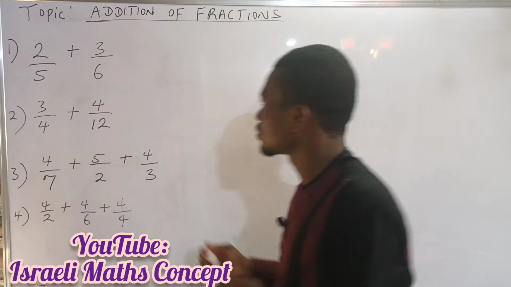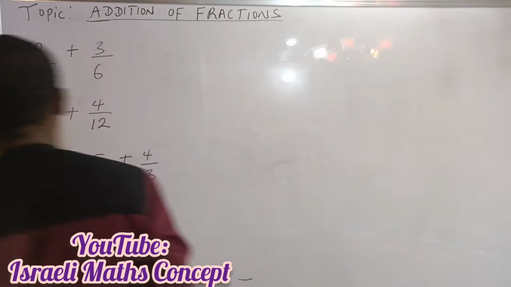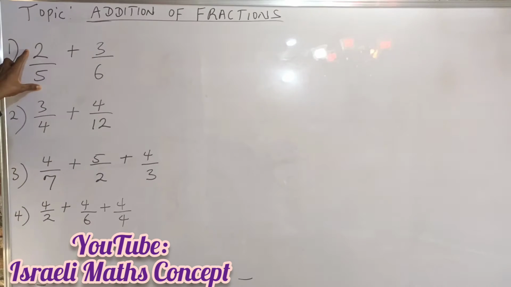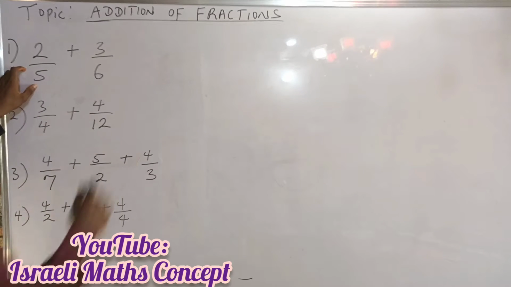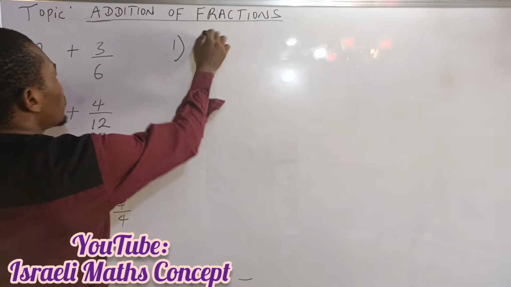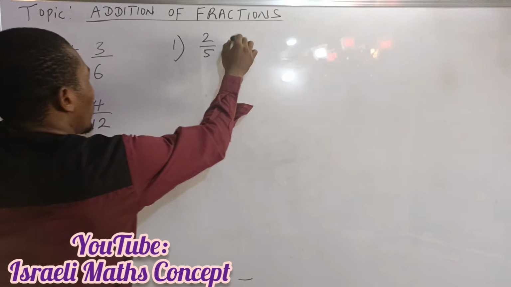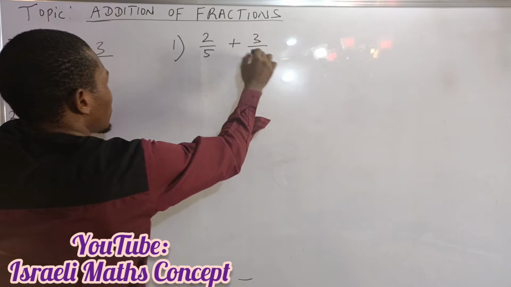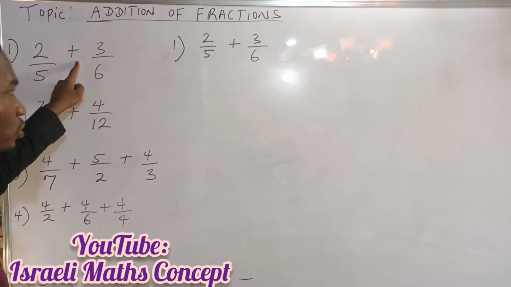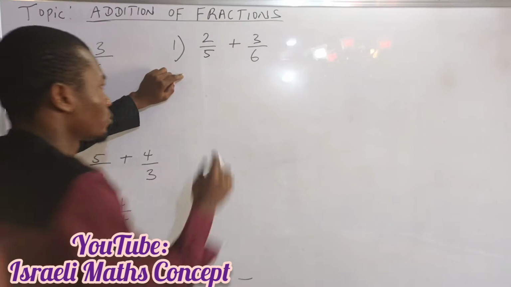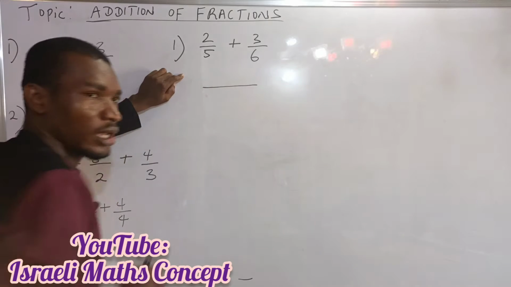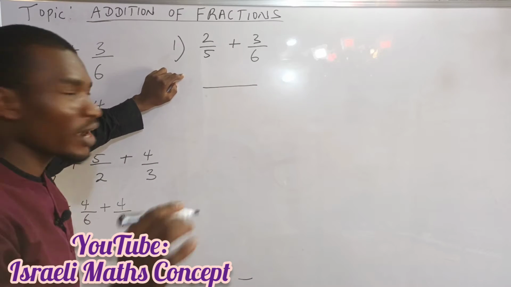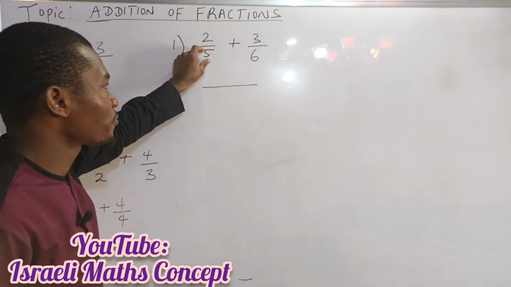All right, let's proceed with the solution to this given problem. The first one is 2 over 5 plus 3 over 6. It is very simple to solve. The first thing we have to do is to draw our division line. Then we find the common LCM of 5 and 6.